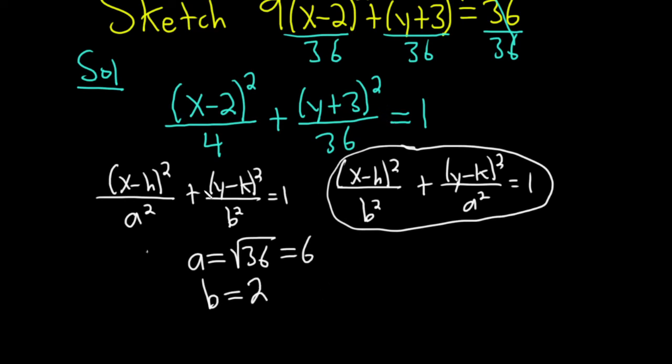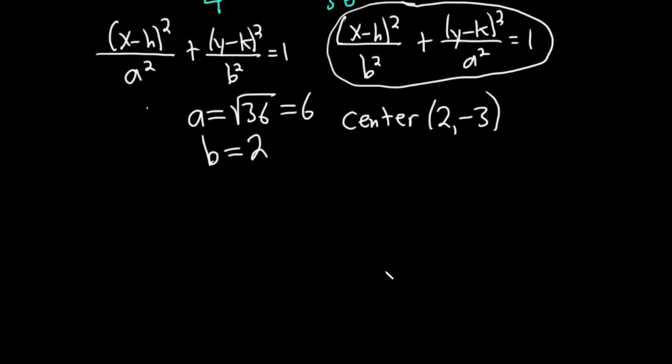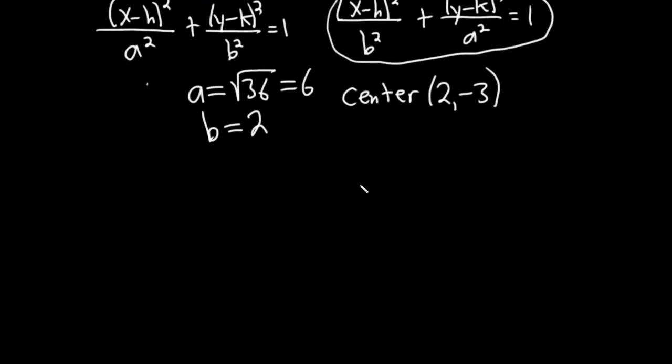The center is always HK, so you just switch the sign. So the center will be 2, negative 3. All right, let's go ahead and do the graph. Oh, and because the bigger number was under the y, the major axis is vertical. I'm going to write that down. That's super important. So major axis is vertical. It's very key.